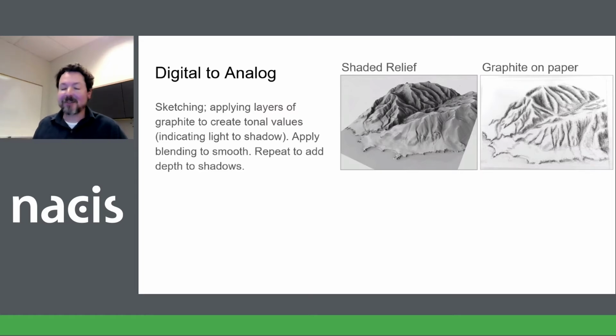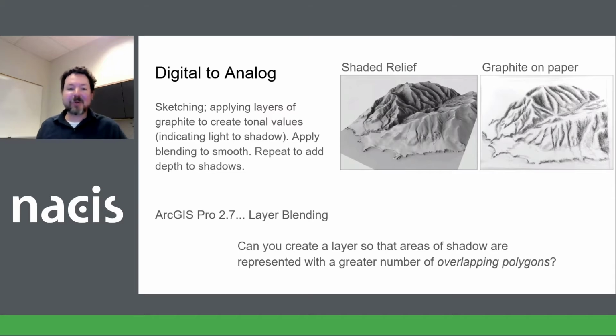And as I was going through that process of layering graphite and then blending to soften the edges and then layering and blending, your mind starts to drift. And ArcGIS Pro 2.7 had just come out, and one of the main features was layer blending. And so a thought occurred, can you create a layer so that areas of shadow would be represented by a greater number of overlapping polygons?